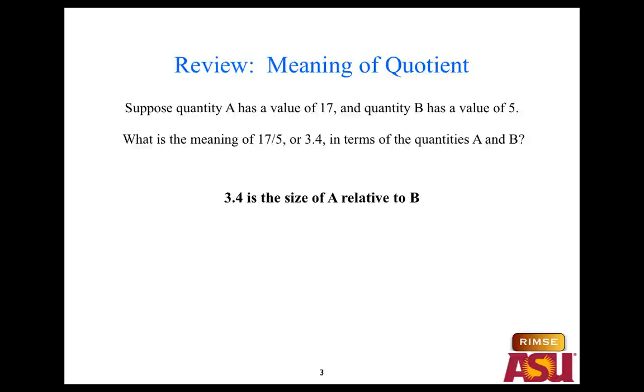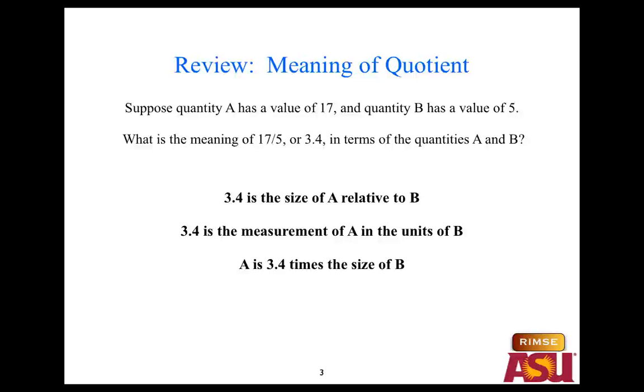So that's the first one I put. 3.4 is the size of A relative to B. It's the measurement of A in the units of B. And 3.4 times the size of B. When you start thinking about these, you realize they're all so close. They're almost saying the same thing, but they're subtly different. That's why we want to think about all 3 of them. Okay, any questions? That's kind of a review of the meaning of quotient.